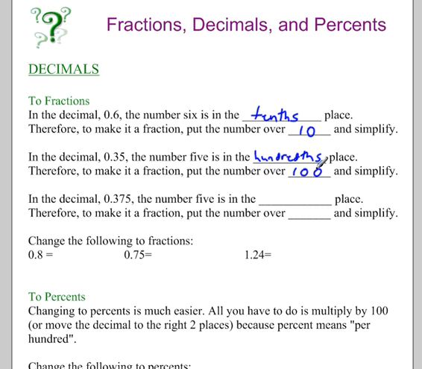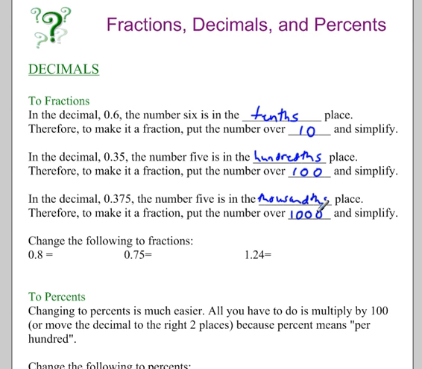Finally, decimal 0.375, the number 5 would be in the thousandths place. So in this case, when there's 3 decimal places, you're going to put the number over 1,000. If there were 4 decimal places, you would put it over 10,000, and so on. So let's look at these examples.